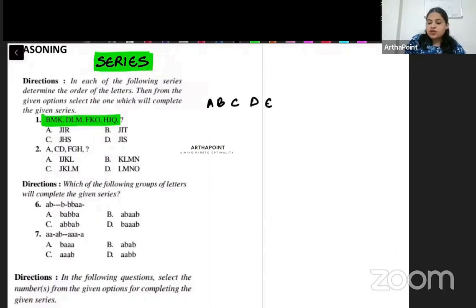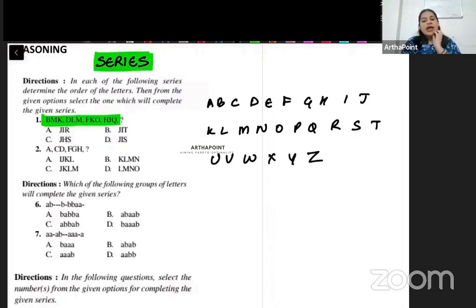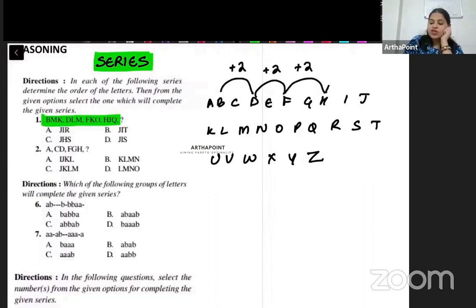E, F, G, H, I, J, K, L, M, N, O, P, Q, R, S, T, U, V, W, X, Y, and Z. And now you can look that when I go from B to D, I am doing +2. When I go from D to F, I am doing +2. When I go from F to H, I am doing +2, which means when I go from H, I have to do +2. So my first alphabet will be J.